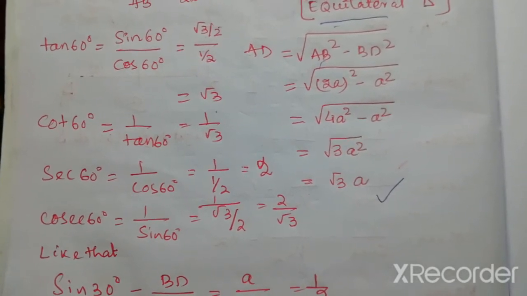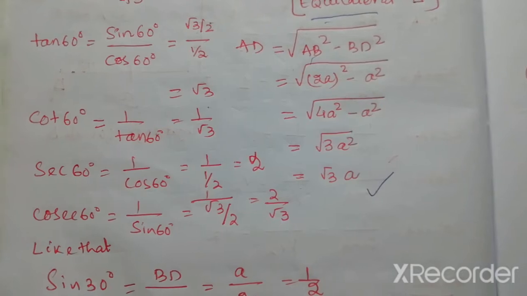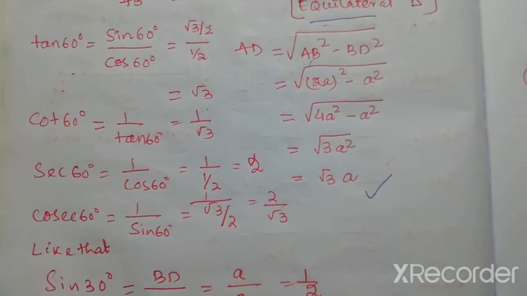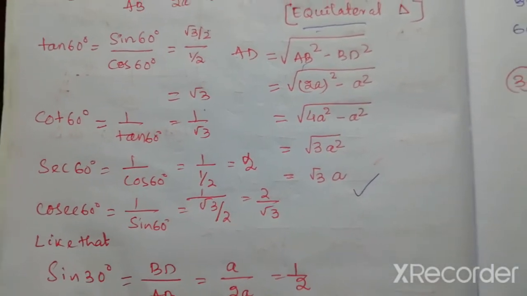cosec 60. Cosec 60 is 1 by sin 60. Sin 60 is root 3 by 2. So 1 by root 3 by 2, that is 2 by root 3.